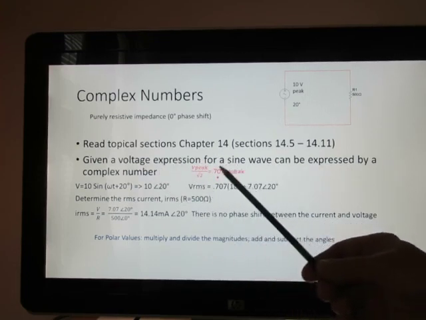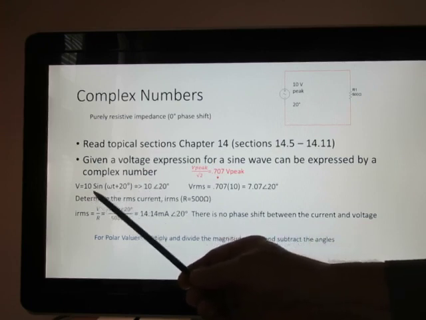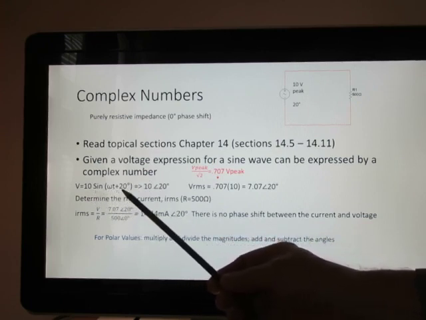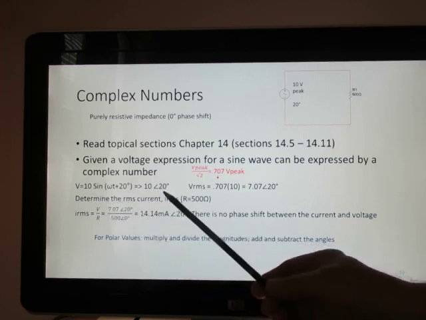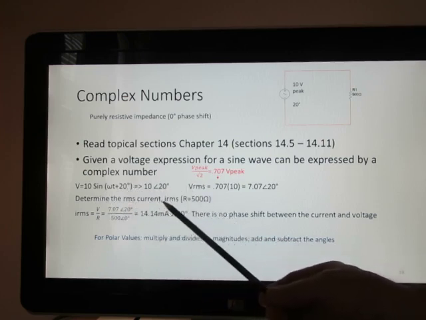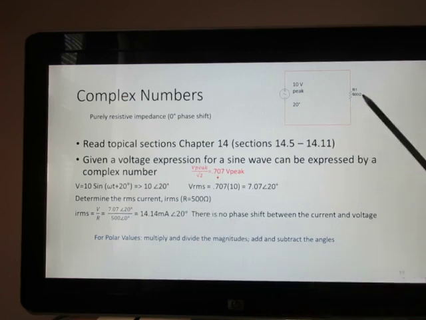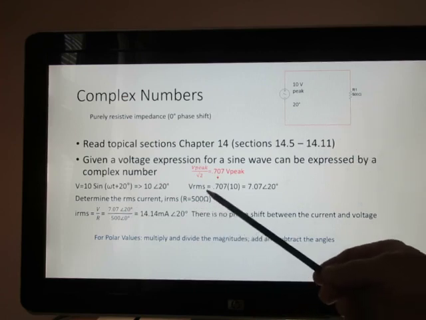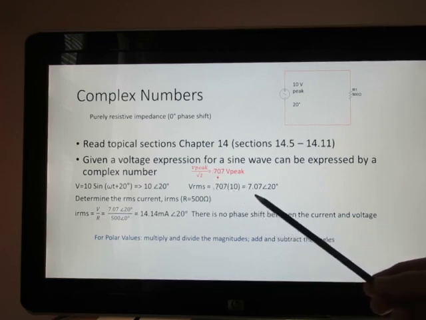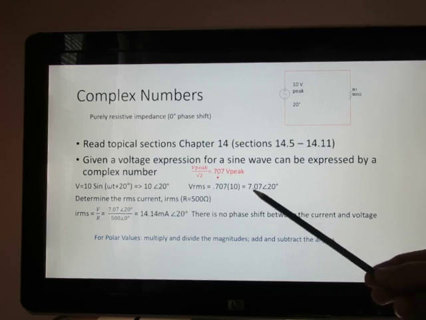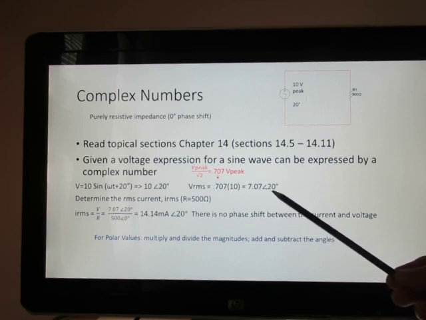I'm given a voltage expression here of 10 sine omega t plus 20 degrees. That vector is 10 at 20 degrees. Now, if I want to determine the RMS current, and this circuit has a 500 ohm resistor, I'm going to first convert this to RMS. So 1 over the square root of 2 equals 0.707 times 10. And my vector now is 7.07 at 20 degrees.